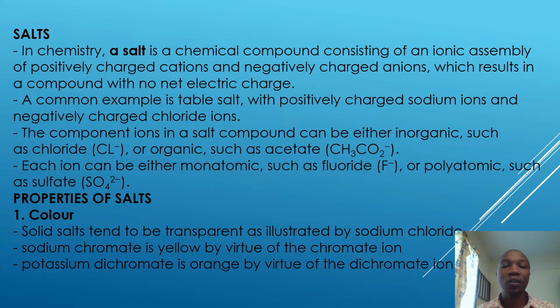We have the properties of salts. The first property is in terms of color. Solid salts tend to be transparent, as illustrated by sodium chloride, whereas sodium chromate is yellow by virtue of the chromate ion. Potassium dichromate is orange by virtue of the dichromate ion.